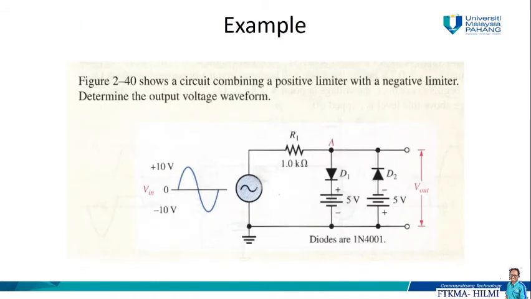So let's take a look at one example. This figure shows a circuit combining a positive limiter with a negative limiter: positive limiter D1 and negative limiter D2. We need to determine the output voltage waveform. The peak input voltage is 10 volt, R1 is 1 kilo ohm, and V bias is 5 volt for the negative and positive 5 volt.